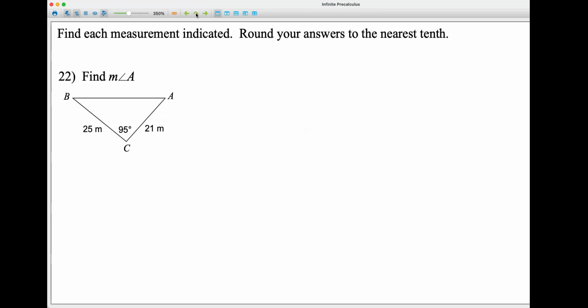What'd you get? 34.02. That sounds like a reasonable answer because 95 would have to be the biggest angle, so it's got to be bigger than 25. So just 34. Okay, cool. Now you have some options. We could do sine 95 over 34. So you want me to use law of sines now? Yeah, since we have one triangle.